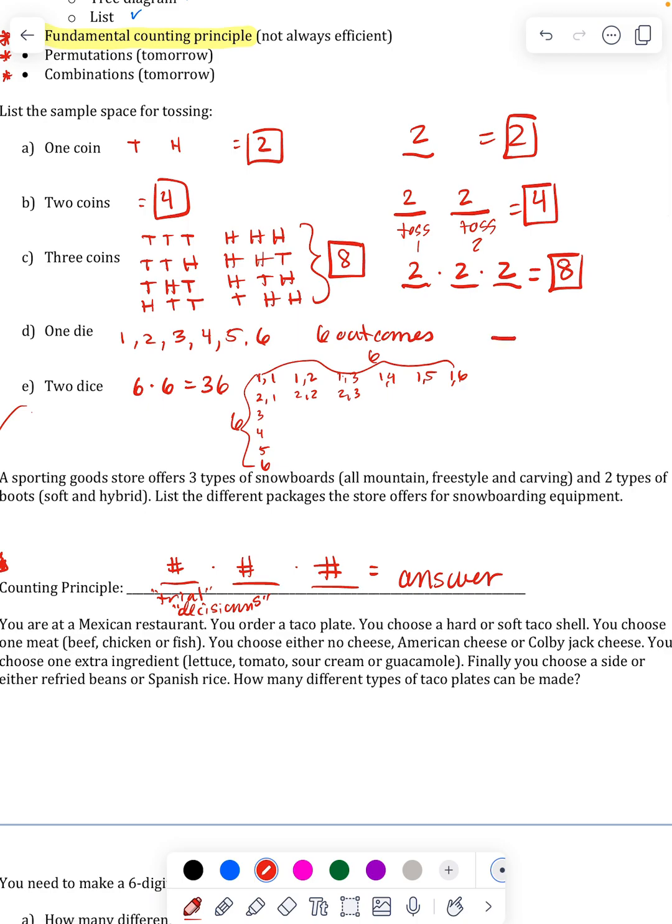1 die, I literally am tossing it 1 time, there's 6 options, 6 outcomes. Here, if I have 2 rolls of the dice, on the first one I have 6 different numbers I could get, then 6 different numbers here, which makes for 36 possible outcomes.